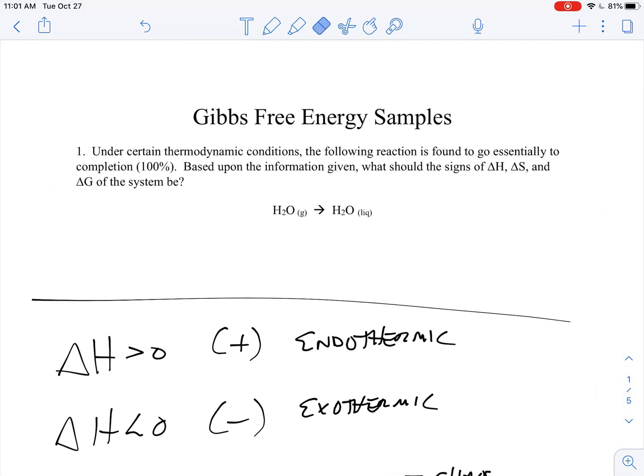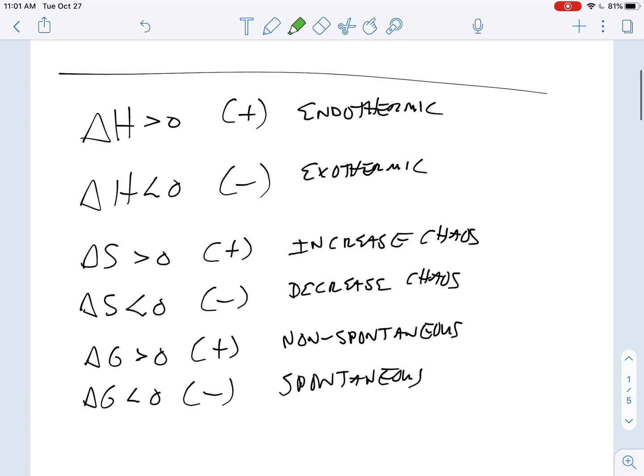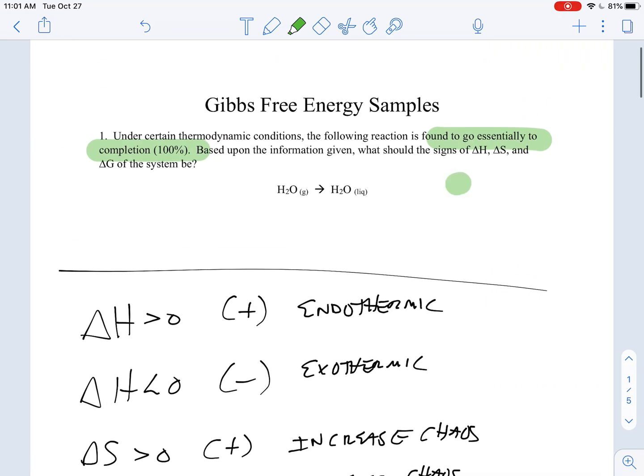So let's take a look here. First of all, it says that the reaction is found to essentially go to completion. So if that's the case, that means it's spontaneous and it actually goes. So that is them telling you that it is a spontaneous reaction. Delta G is less than 0.